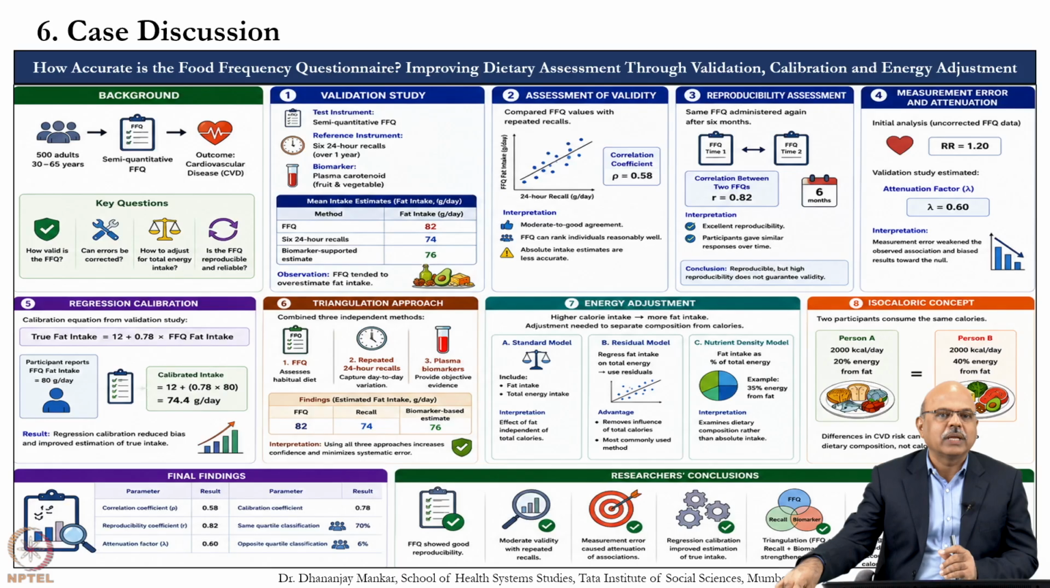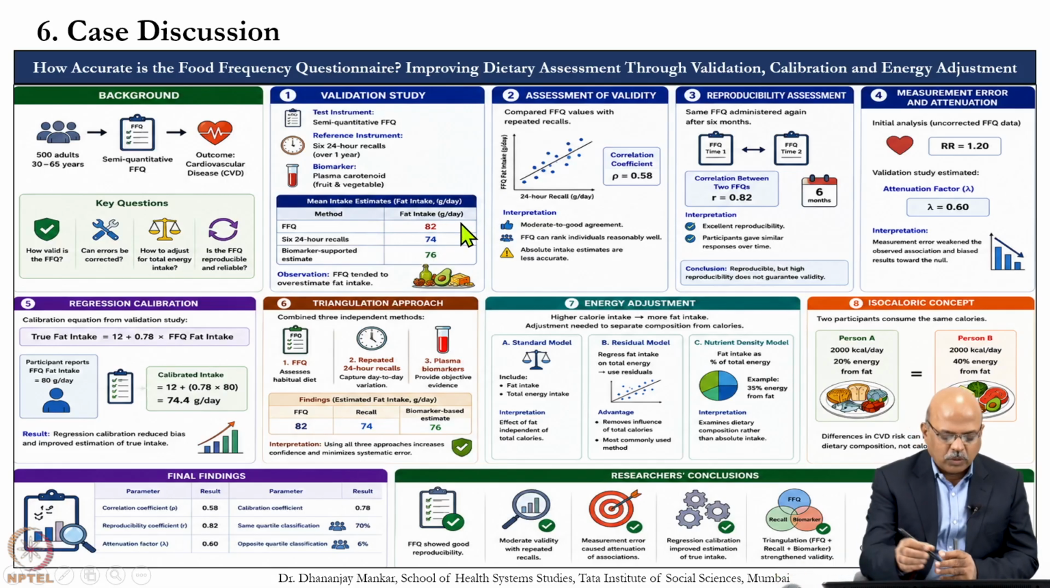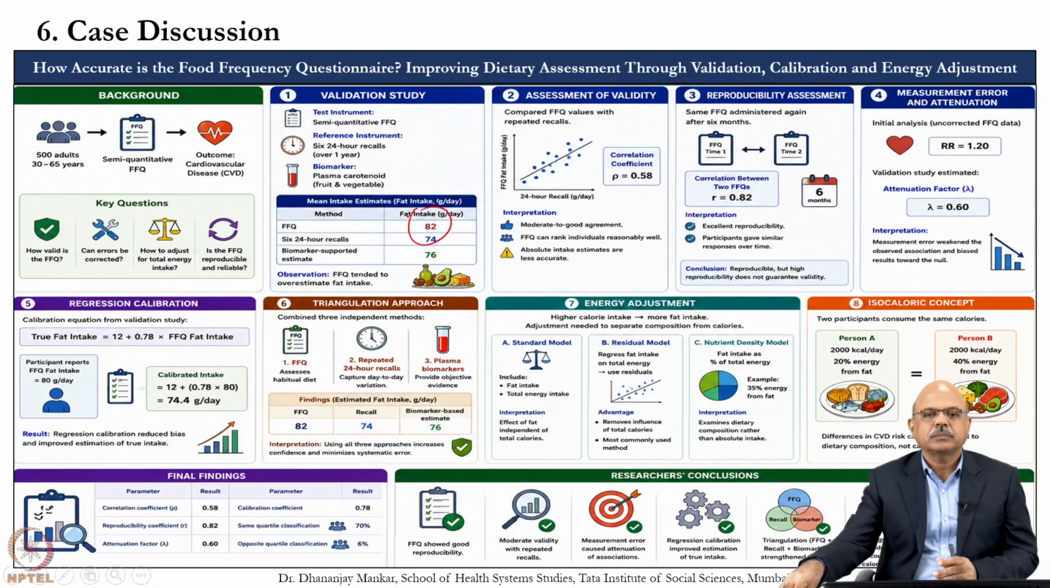So, in the validation study, the test instrument was the semi-quantitative FFQ. The reference was 24-hour recall over 1 year and the biomarkers were plasma carotenoids. In the FFQ, the total fat intake was coming to 82%. In the 24-hour recalls which were taken, it was 74, and the biomarker-supported estimate was 76. So, what is the observation? FFQ tended to overestimate fat intake. In the FFQ it was showing 82%, okay, which was a little higher.